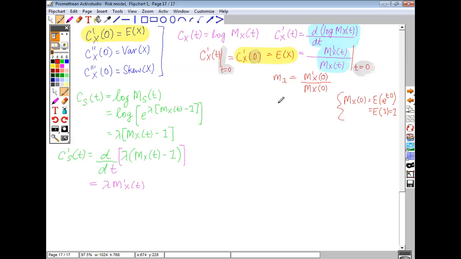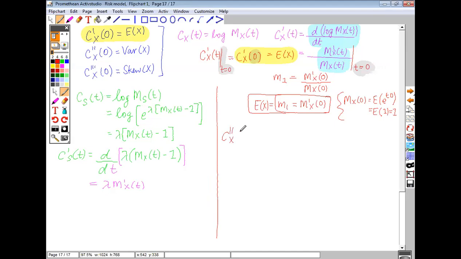So what I will be left with is m1 equal to m prime of x at 0, right? So I know that my expectation of x, which is my m1, is just m prime of x at t equals 0, right? Okay, so this will be useful to us later on. We'll have a look. But again, let us try to be mindful. And what we can also do is, let us also try to have a look at c double prime.